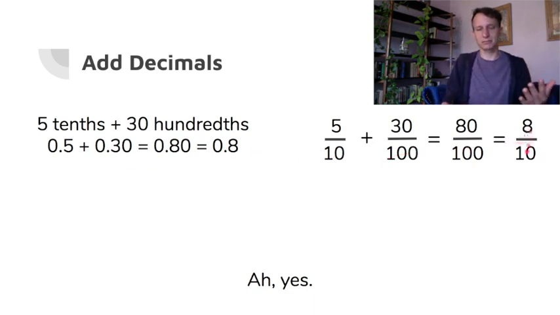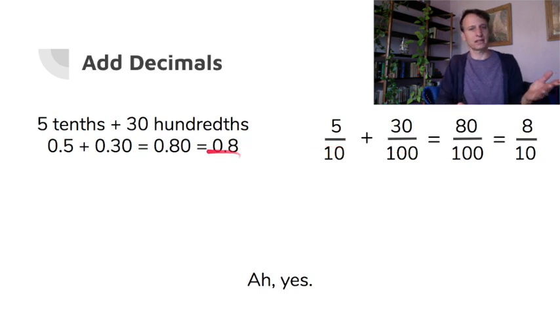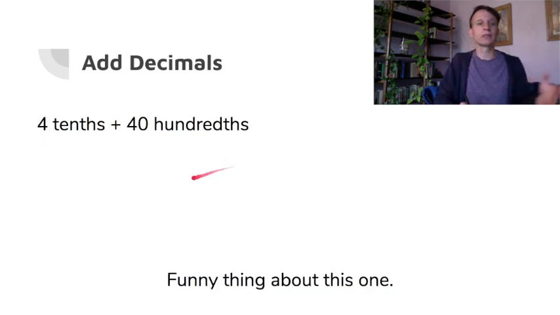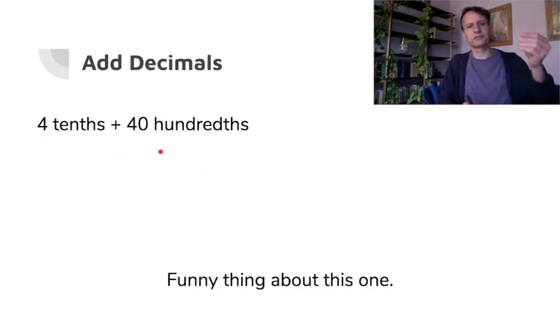You see, we can simplify that fraction, and we can say that, hey, 80/100ths is the same thing as 8/10. 80 cents is 8 dimes. Yes, sir. All right, 4/10 plus 40/100ths.